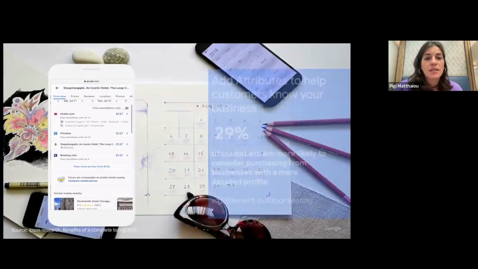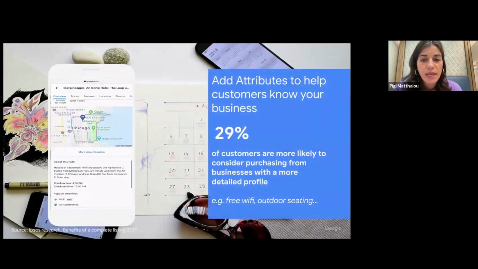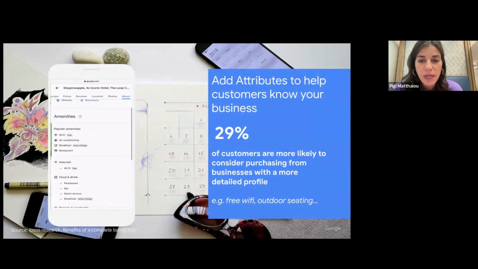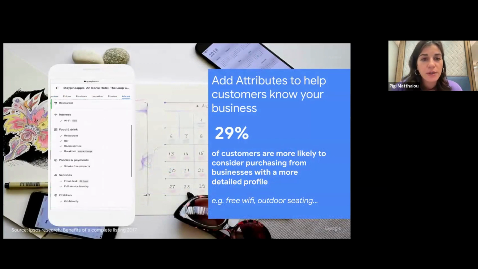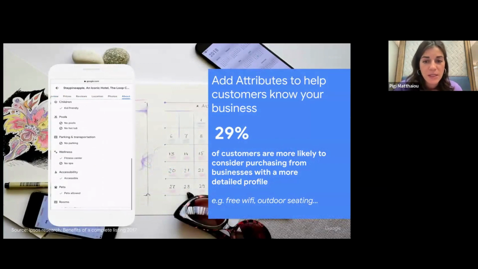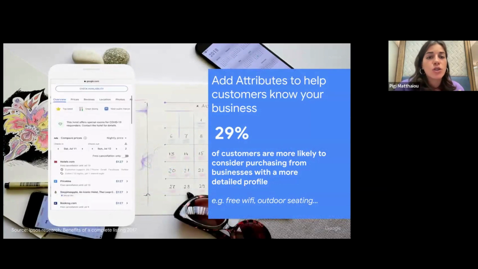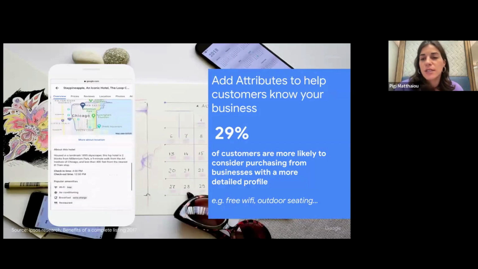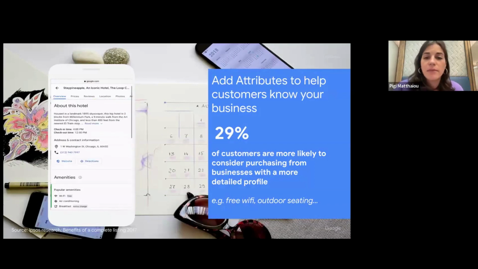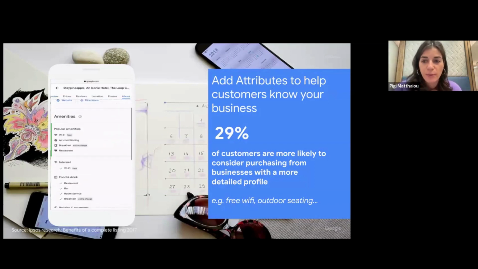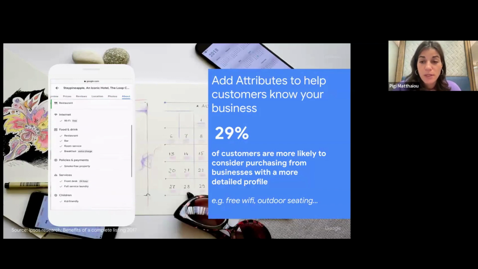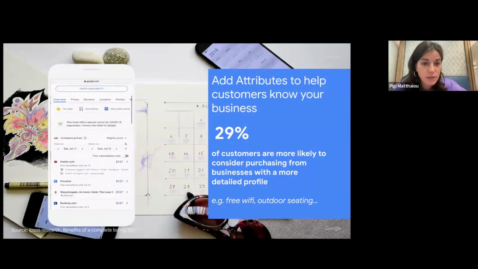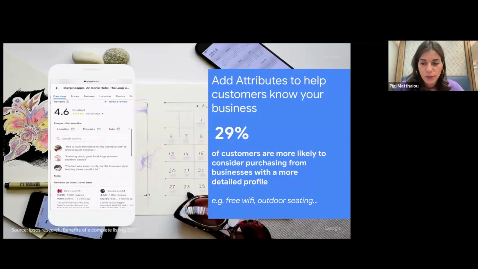One of the things that we see is that attributes can help customers know your business better. And 29% of customers are more likely to consider purchasing from a business with a more detailed profile. For example, attributes include free Wi-Fi, outdoor seating, spa, late check-in, late checkout. All of this information are attributes, and these will help the users to convert and book a stay at your hotel.